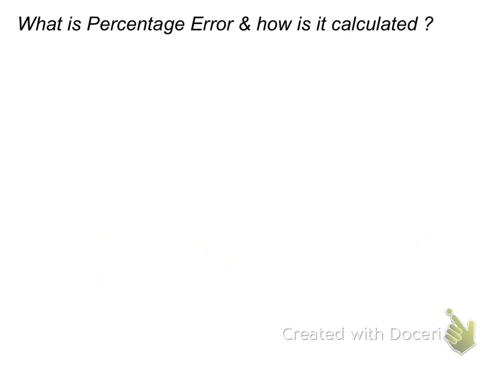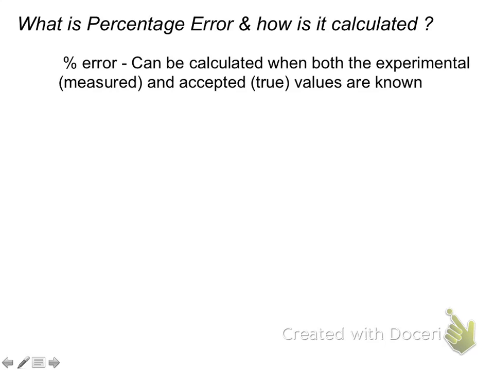Continue on here. Percent error. Percentage error and how it is calculated. You have to know those experimental and accepted true or theoretical values. So you have to know your measurement and the accepted true or theoretical value. You have to know those both.